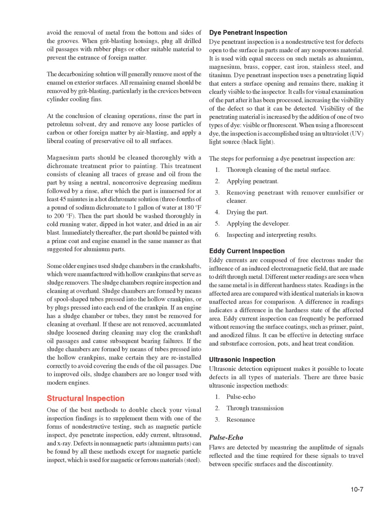Eddy current inspection. Eddy currents are composed of free electrons under the influence of an induced electromagnetic field, that are made to drift through metal. Different meter readings are seen when the same metal is in different hardness states. Readings in the affected area are compared with identical materials in known unaffected areas for comparison. A difference in readings indicates a difference in the hardness state of the affected area.